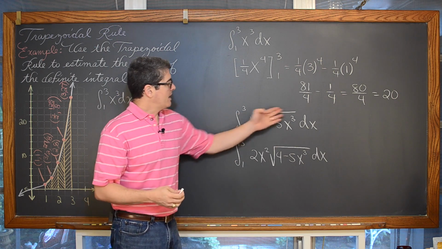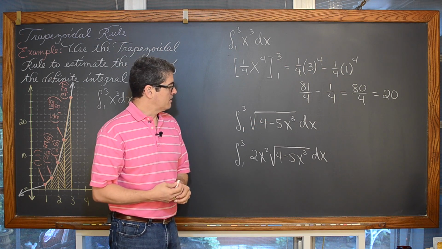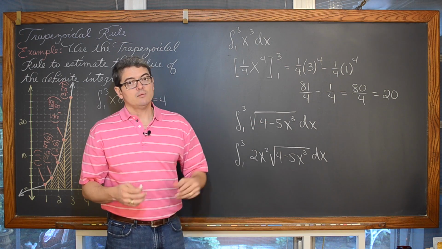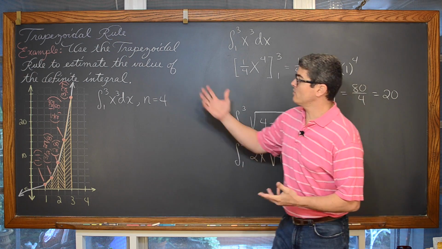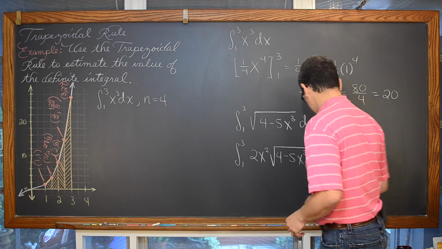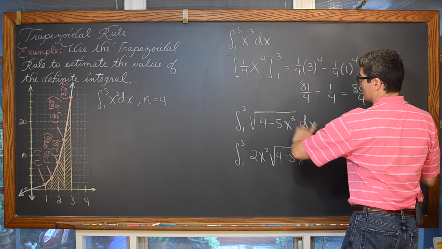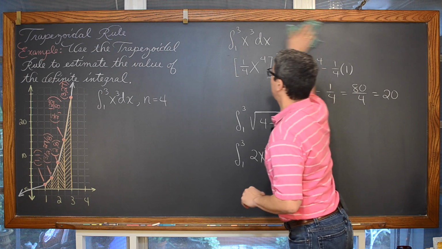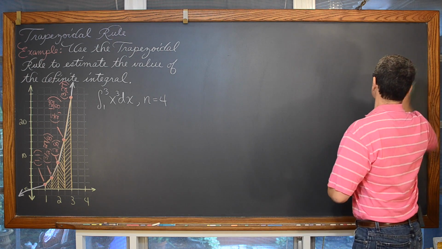So if you want to calculate the definite integral from 1 to 3 of the square root of 4 minus 5x cubed, well, unless you're just going to be completely reliant on your calculator, you're going to want to do that with the trapezoidal rule or Simpson's rule. Okay, so that is the power right here, especially in this example. That's the power of the trapezoidal rule and Simpson's rule.